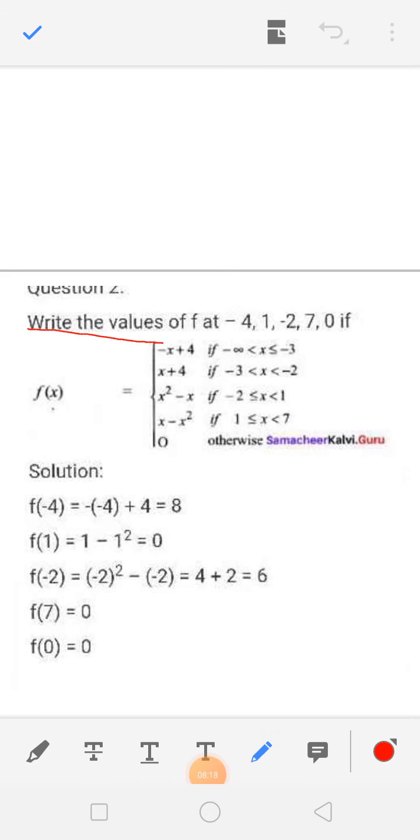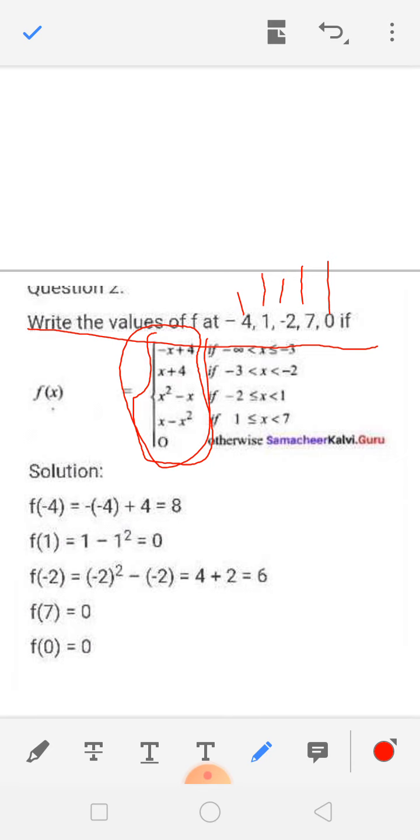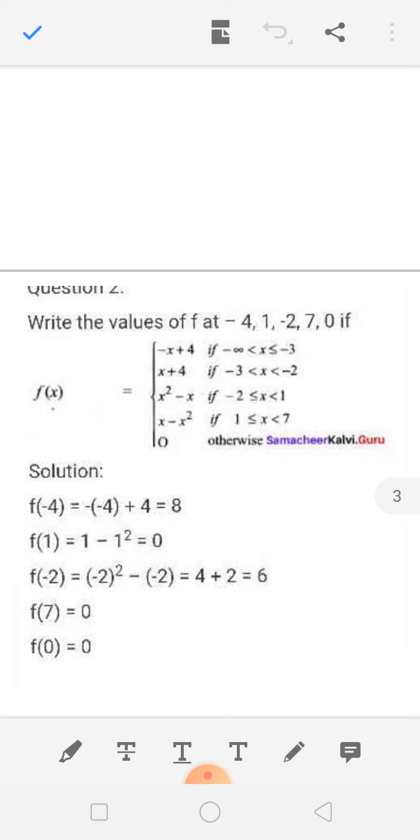Write the values of f at minus 4, 1, minus 2, 7, 0. So what does it mean? We have to write the values of the functions at that minus 4 value, 1 value, minus 2 value, 7 value, 0 value. Okay, and they are given totally 5 functions. So these are all 5 functions: minus x plus 4, x plus 4, x square, minus x square, 0. There are totally 5 functions.